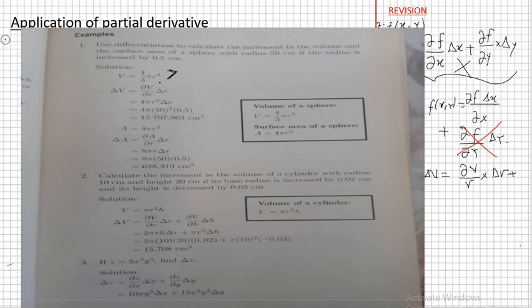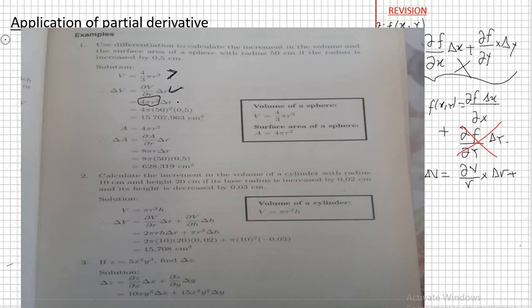So now this step is completed. Now how to determine the partial derivative of the volume with respect to r? So we actually get this. We have 4 pi multiplied by r squared multiplied by the change in r.